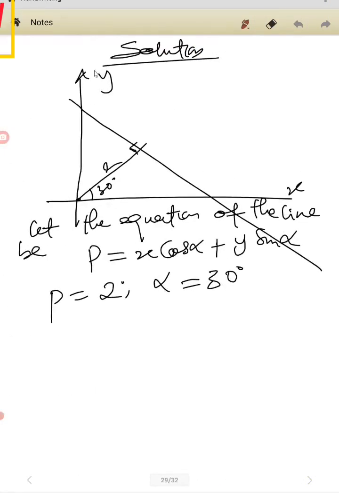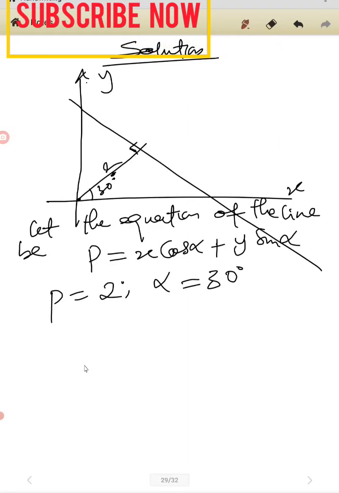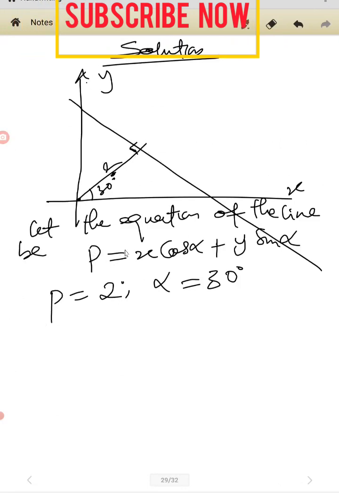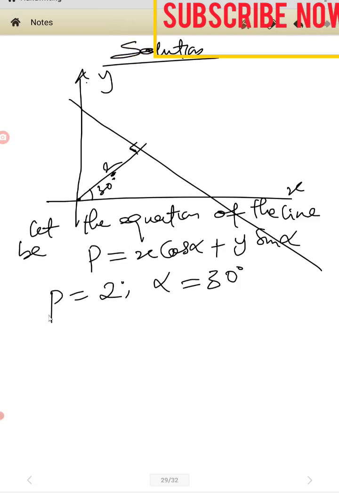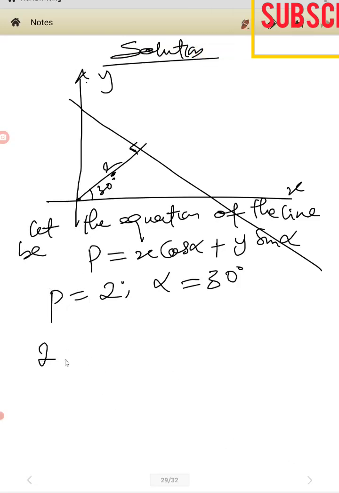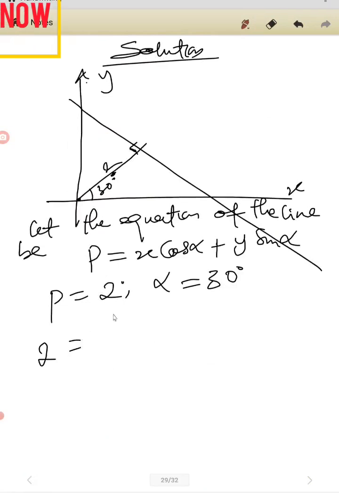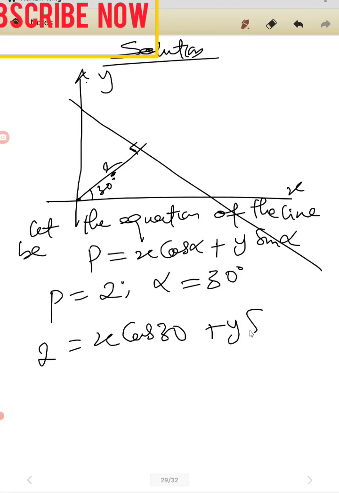Let's just have a small sketch. Like this is the y-axis, x-axis. This is the point they are talking about, the 2 units, and this is 30 degrees, to make it perpendicular. So therefore, let's now get the value of the real equation. What is the value of our p? It is 2, which is equal to x cos 30 plus y sin 30.